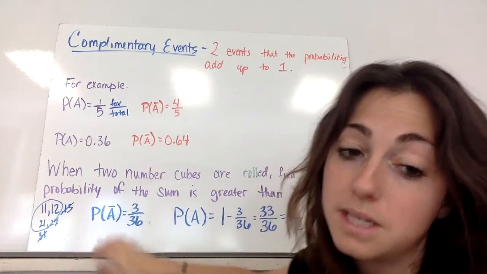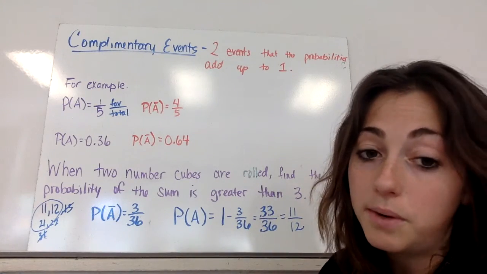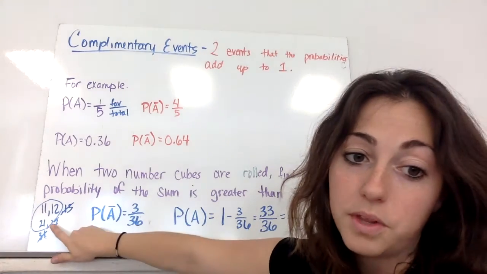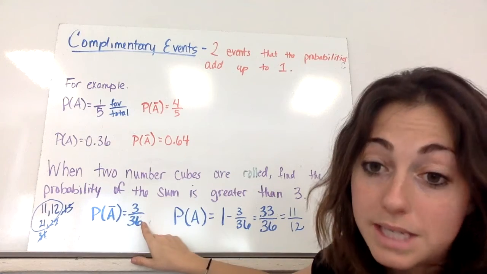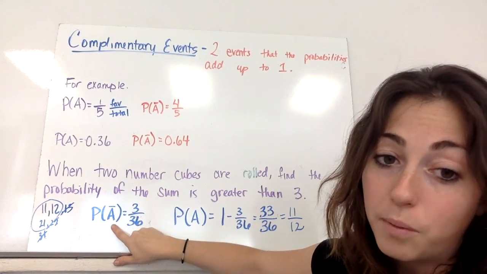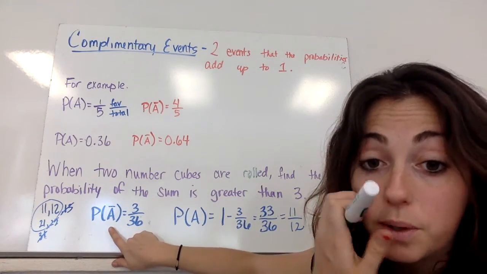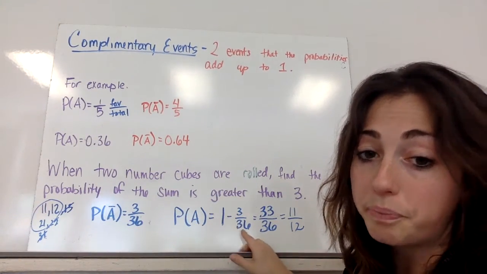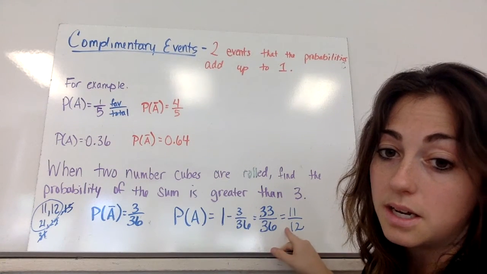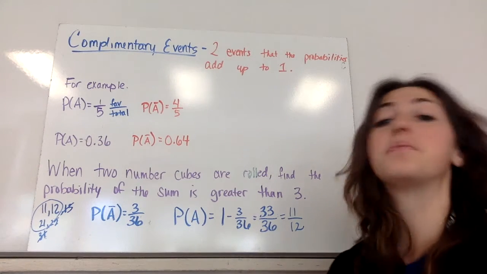So I know all of these numbers, I don't have to list them. I know all of them are going to be greater than 3. So I'm looking for what's not greater than 3. Well, how many are there? 1, 2, 3 out of 36 total outcomes. So 3 out of 36 is not what I'm looking for, so I think about the opposite. The complement of it would be 1 minus 3 out of 36, which is 33 out of 36. And that's 11 out of 12. And that's our lesson. Cool.